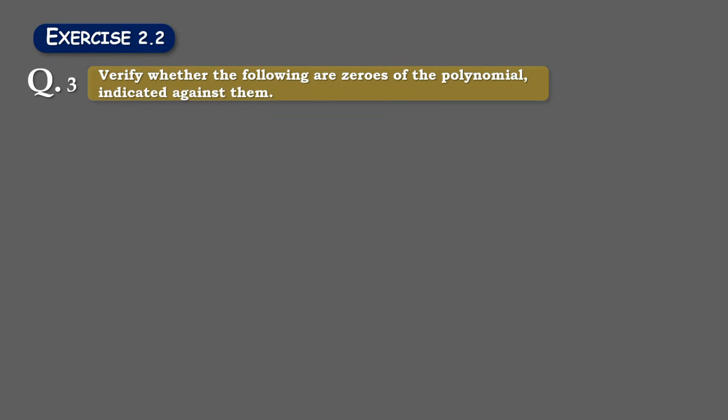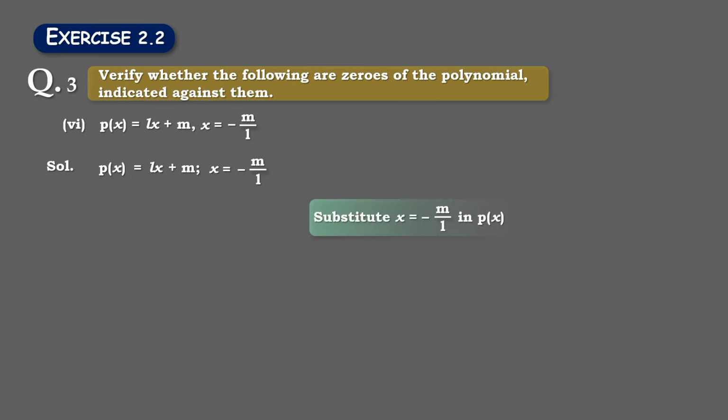Let us verify whether the given value is a zero of the polynomial. The given polynomial is p of x equals lx plus m. The given value of x is minus m divided by L. We substitute this value of x in the polynomial. After substitution, the expression becomes L multiplied by minus m divided by L plus m.